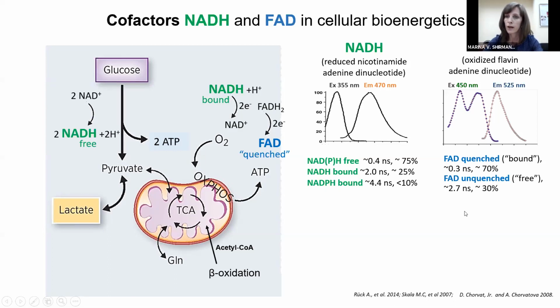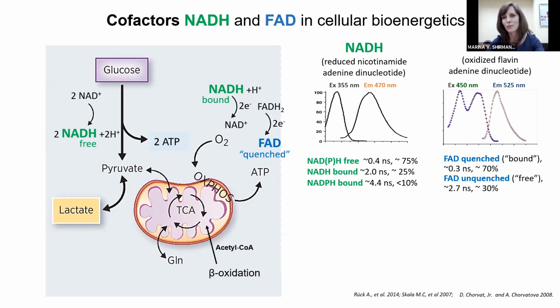In the case of flavin cofactors, FAD, fluorescence lifetime depends on the conformation of the molecule. This is not only a cofactor, this is a prosthetic group of the enzyme. So if this cofactor is in proximity to the enzyme, fluorescence is quenched and fluorescence lifetime is shorter, 0.3 nanosecond. In the unquenched state, also called the free state of FAD, fluorescence lifetime is longer, 2.7 nanosecond.